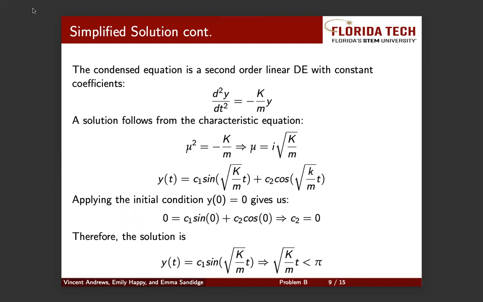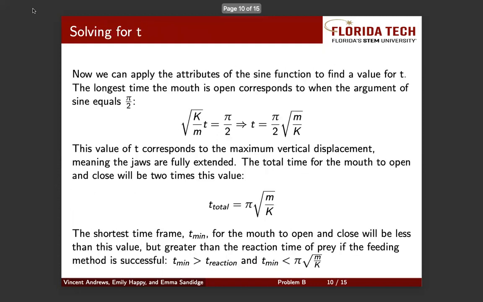And then we applied the initial condition to show that C2 must be 0 in order for the function to be 0 at the start, which gives us the solution only with the sine portion. And we restricted the argument of the sine function to be less than pi. Now we can solve for t by applying the attributes of the sine function to find a value that corresponds to the maximum displacement of the mouth. So when the argument of sine is equal to pi over 2, the function is maximized.